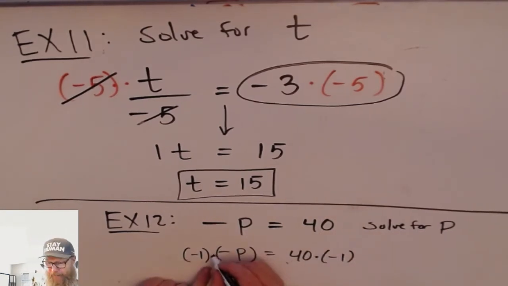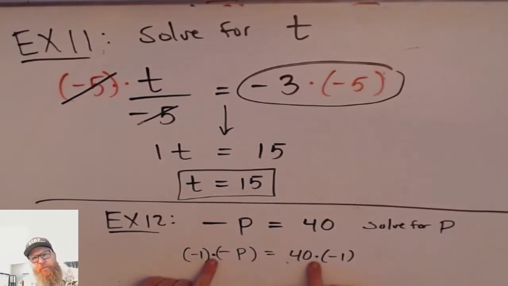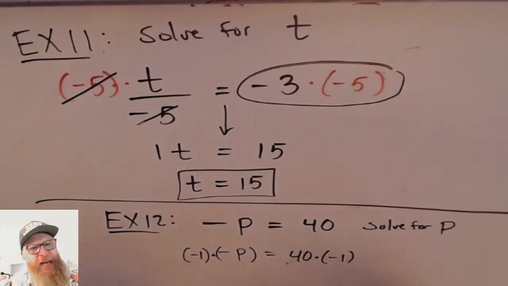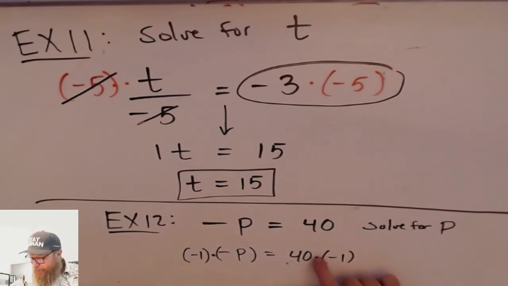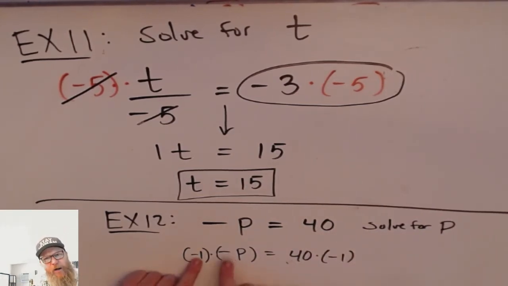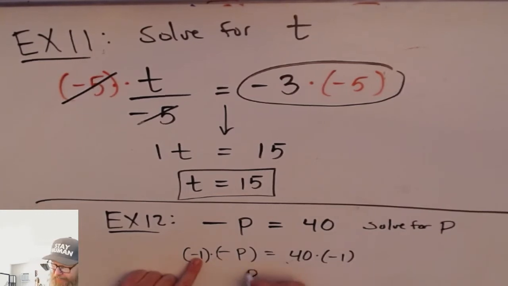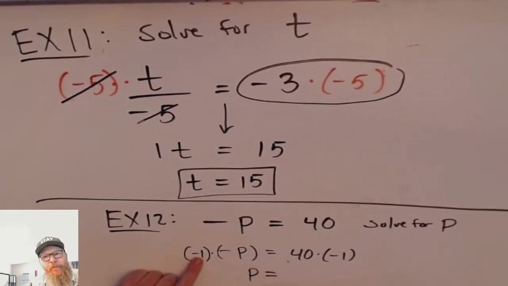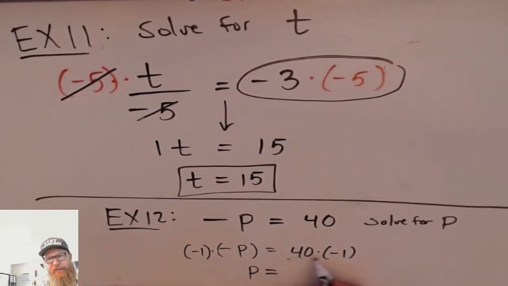I'm really being extra careful here. I'm using a dot and I'm using parentheses. That's like having double insurance or double coverage. You really don't need the dots, but since I'm talking about multiplication, I really want to emphasize it. So I have a -1 times a -p. That's just going to be p. And then I have a +40 times -1, which is -40.